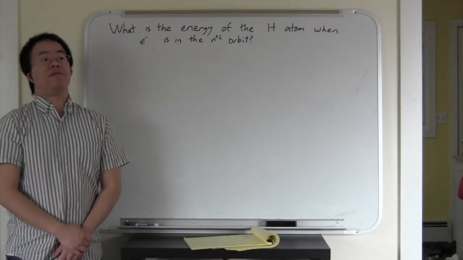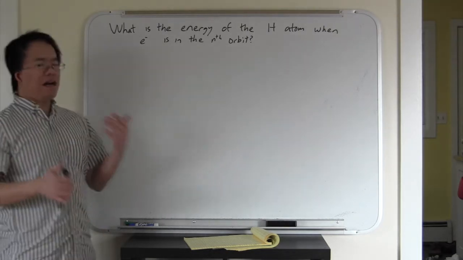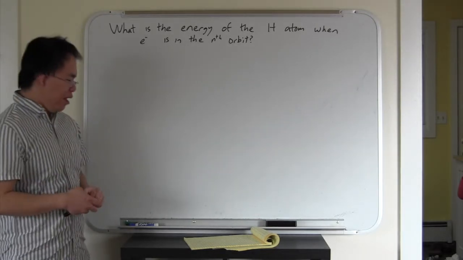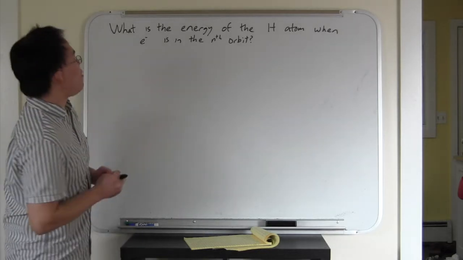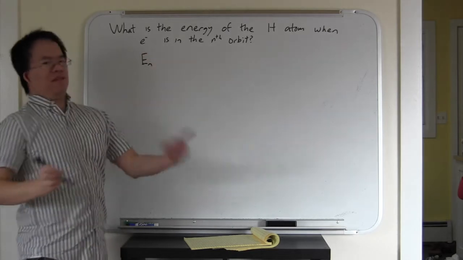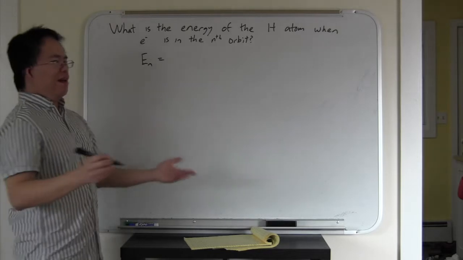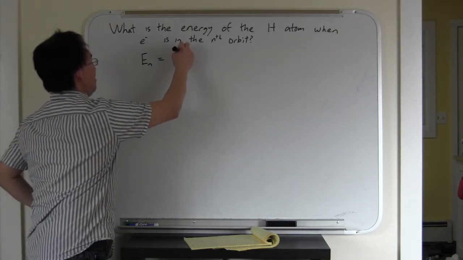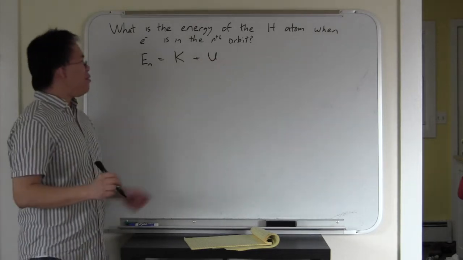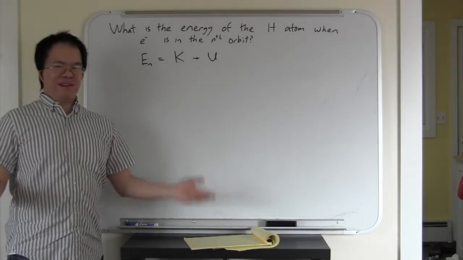We are now able to answer the following question. What is the energy of the hydrogen atom when the electron is in the nth orbit? And so we can write down this energy, and I'll call it E sub n because it depends on being in the nth orbit. I'll write this as a sum of kinetic and potential energies. So K plus U.